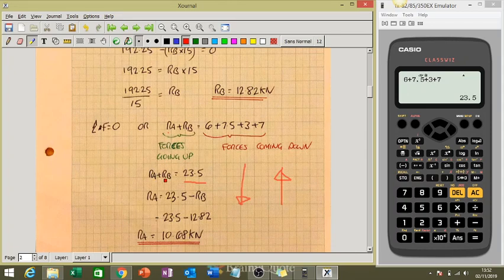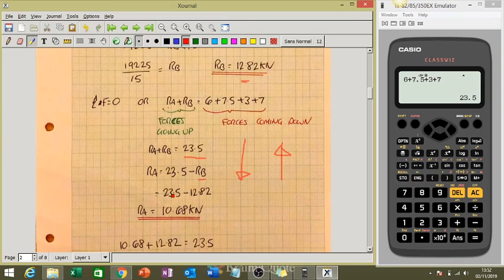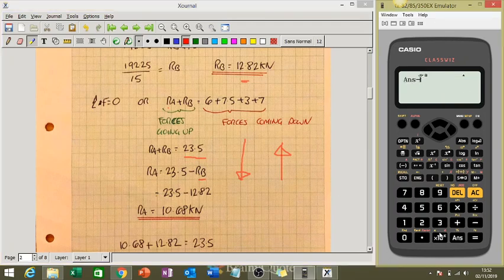We already know what RB is, so we can use that. So bring the RB over here. So RA is 23.5 take away RB, because that plus that has got to equal that. So if I take RB away from that, it's going to give me RA. And we know what RB is because it's there. So 23.5 take away 12.82 will give us what RA is. Don't forget to put the kilo back in. 10.68 kilonewtons, because these are all kilonewtons.